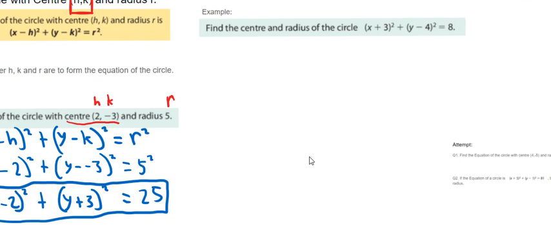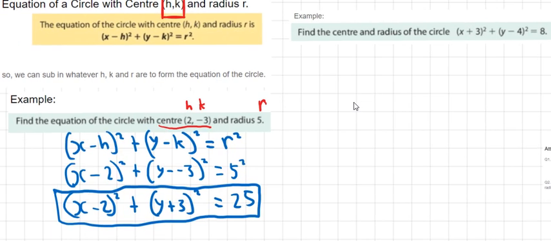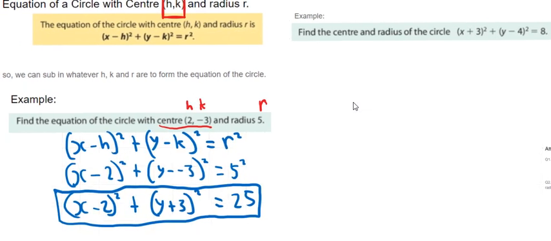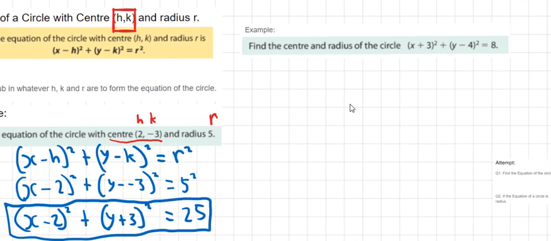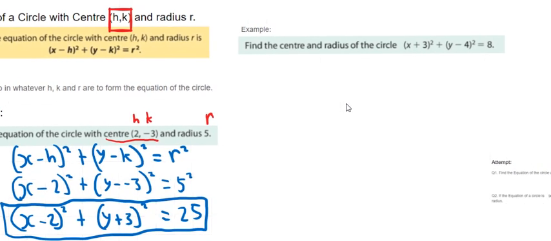So let's look at the second example. Find the center and the radius of the circle (x + 3)² + (y - 4)² = 8. It's like the opposite of the first example. You're given the equation of the circle, and you're asked to work backwards and find out what the center is and what the radius is. So more or less you're going to be picking out the center and the radius here.